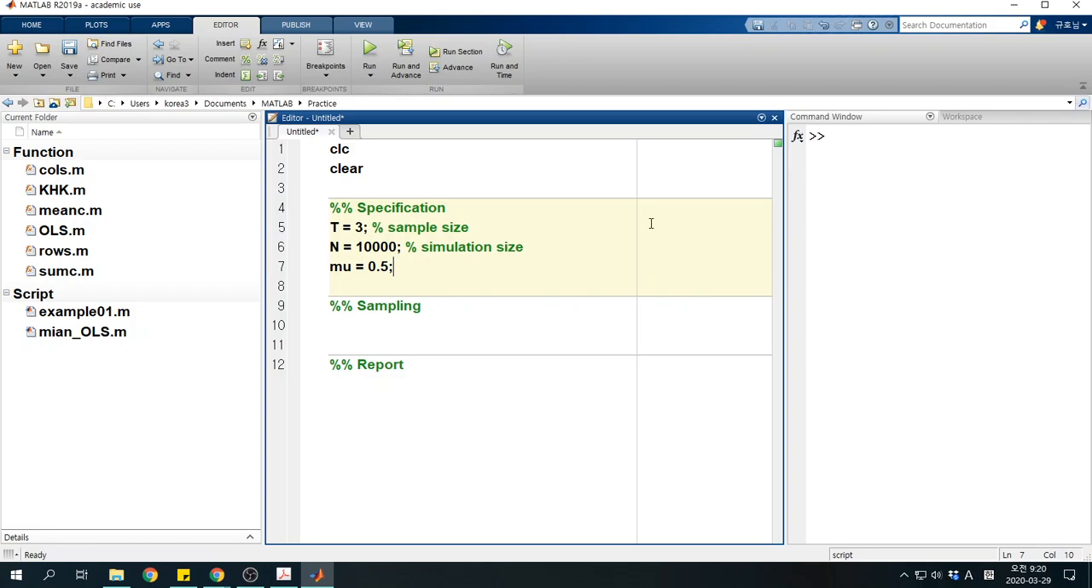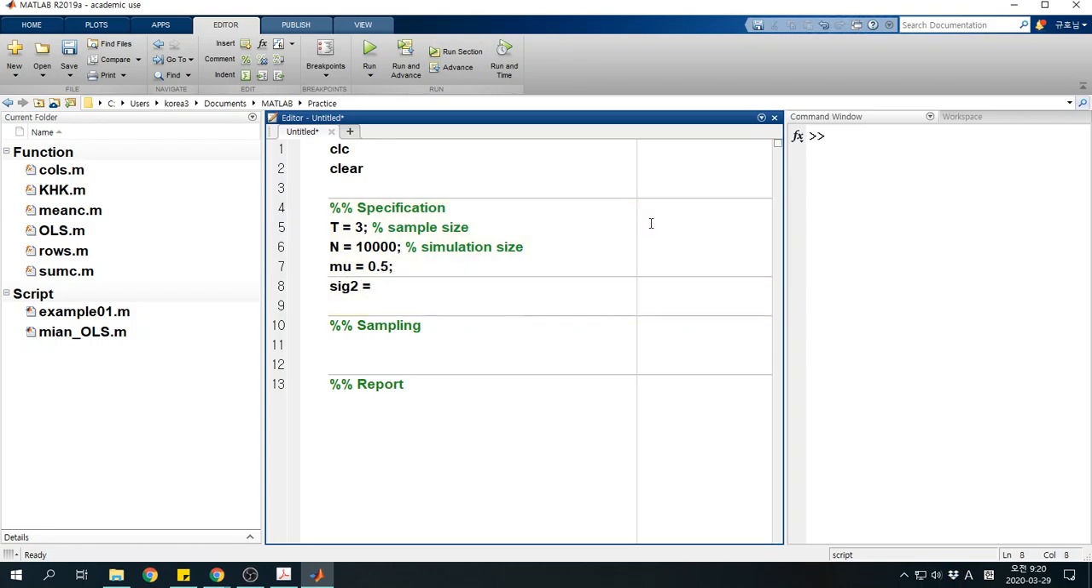And its variance sigma square is 1 over 12. So this is the mean and variance. And then the second step is sampling. We are going to sample the sample averages, right?